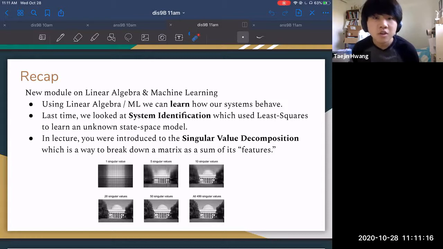So last time we saw system identification, which is a way to use least squares to identify an unknown state space model. And in lecture, we took a look at the singular value decomposition, which is a way to break down a matrix as a sum of a bunch of its features. I think Mickey went over all of the flag examples, and I have a very similar example here where we have an image and we're breaking it up into all of its singular values. And the more singular values we add up, the closer we get to the actual image.